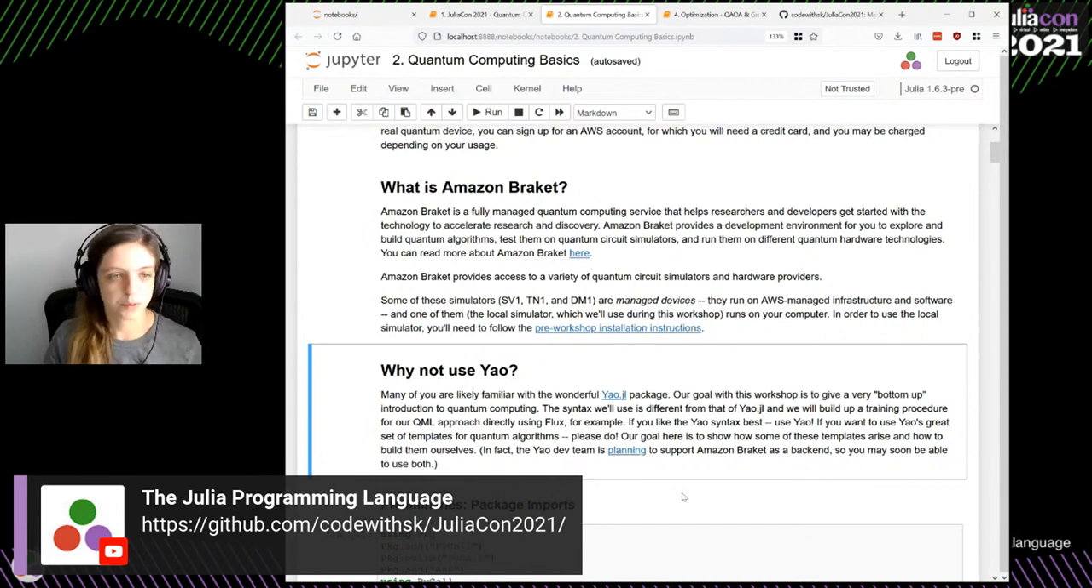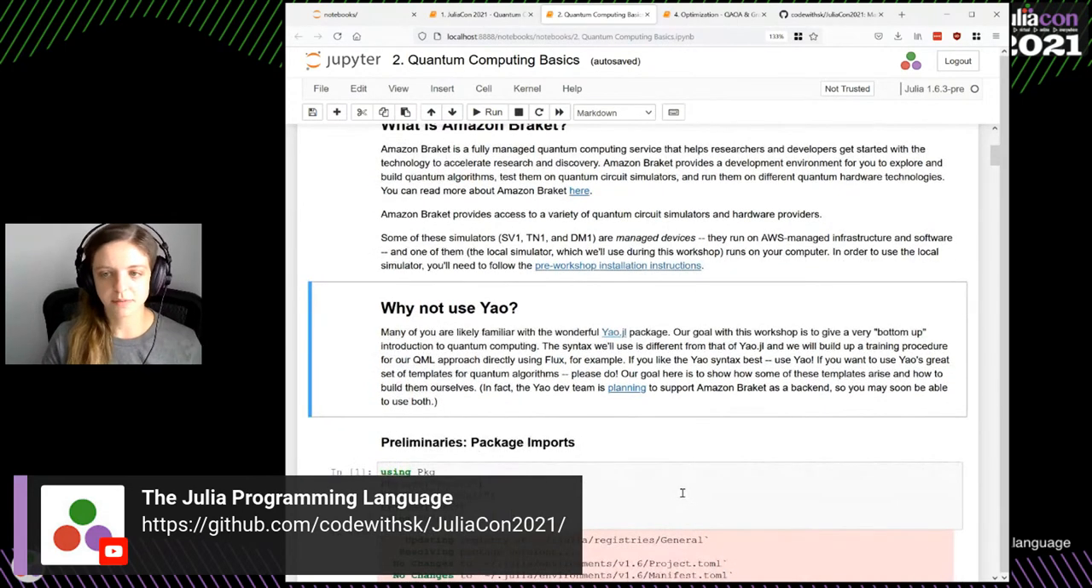We've linked to it. We provide access to a bunch of different circuit simulators and hardware providers, as I said, including different quantum device architectures, for example, superconducting qubits or trapped ion quantum computing. Some of these simulators that we provide, SV1, TN1, and DM1, are managed devices, which means they run on infrastructure that is AWS managed, and software that's also AWS managed. But the one simulator we're going to be using today, the local simulator, runs on your computer. Hopefully you are all able to follow the pre-workshop instructions to get set up with the local simulator. This simulator uses software that we've written, but it runs entirely on your hardware, which means you don't have to pay to use it.